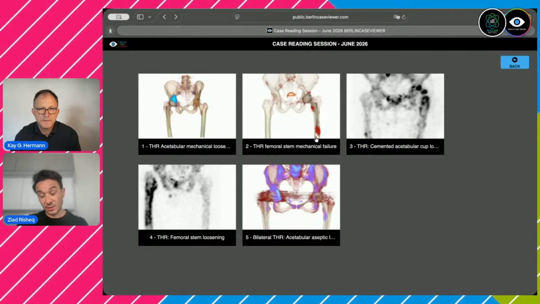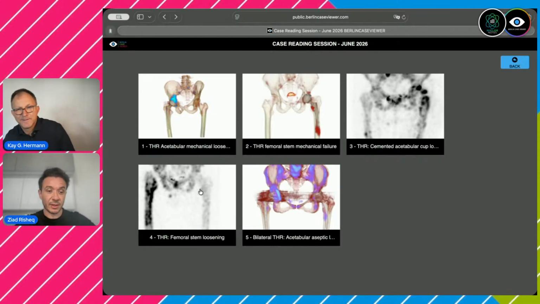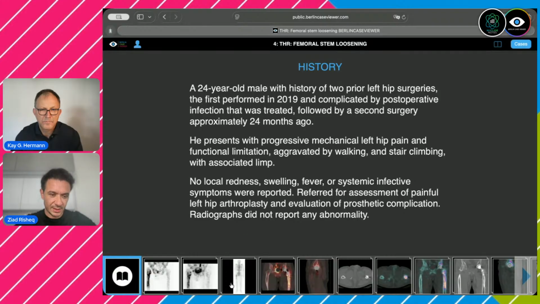So let's pick one final case. This was a long case, but it was very interesting because you can pick up these abnormalities over here. So I'm going to do this case because we did acetabular cases. So this is a 24-year-old male, and he had 2 prior hip replacement surgeries. The first in 2019, the second one was 2 years ago. He presented with a progressive mechanical left hip pain with functional limitation aggravated by walking and walking up the stairs.